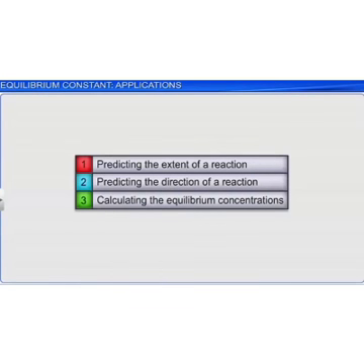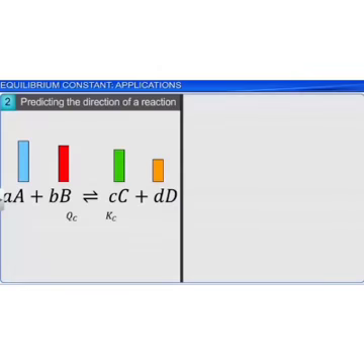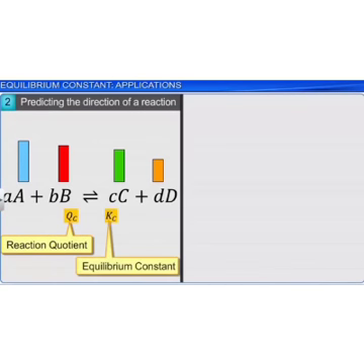Let us now look at how equilibrium constant helps in predicting the direction of a reaction. This is done by comparing the reaction quotient Qc with the equilibrium constant Kc. So, for predicting the direction of a reaction, you also need to have knowledge of the reaction quotient. Let us first learn what reaction quotient is.